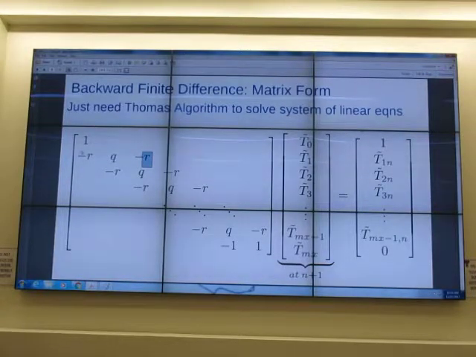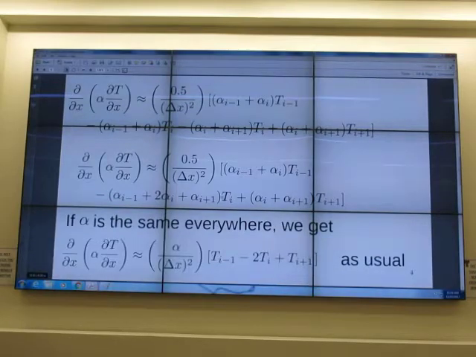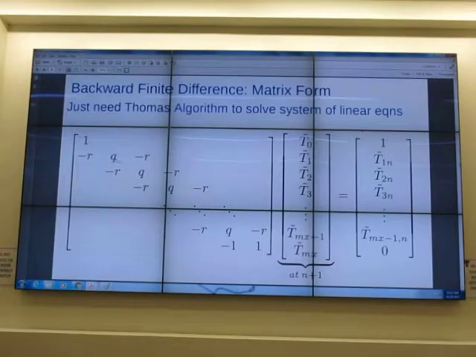Sure. Why your coefficient is not minus r and minus r? Why it's not the same? Because alpha is changing. Look at this, the simplified form. This alpha and this alpha, they are not the same. Right? So that's why you don't have minus r and minus r. Okay? But you can still write tridiagonal inverse it, and get the result. So for the case where material property is not constant, you can do it.